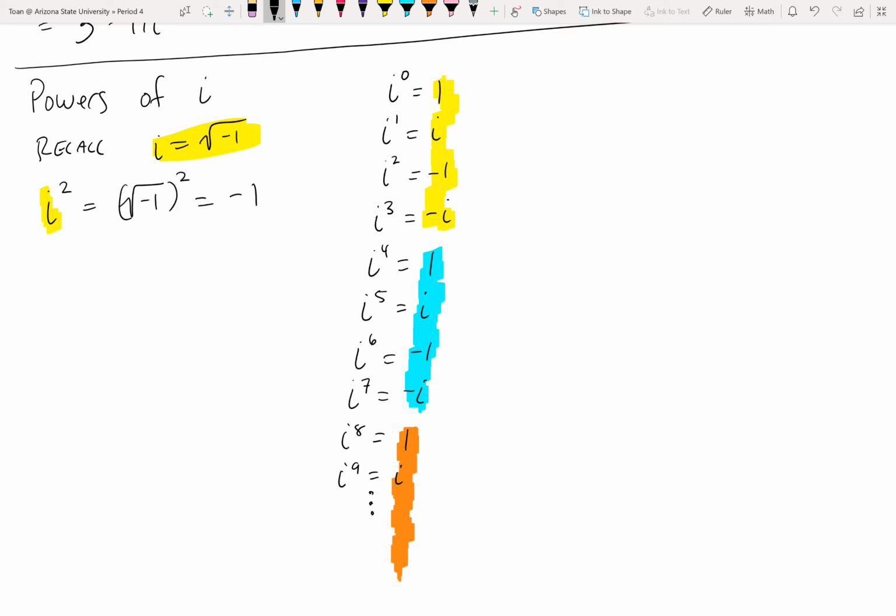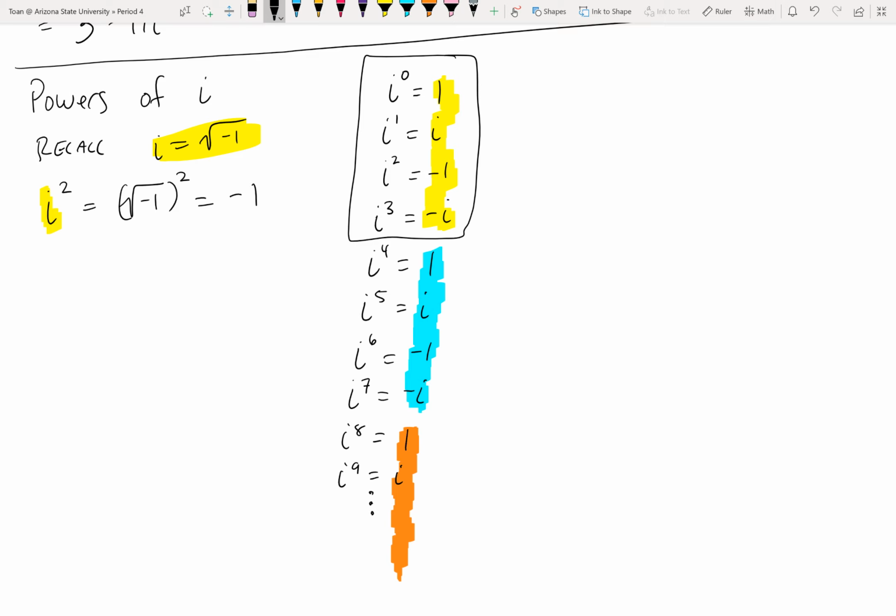I expect you guys to memorize all of those. But because the powers of i repeat every 4, you really only need to memorize the first 4. And then everything else after that is just a repeated pattern. So that's one cool thing with i's. When you're multiplying complex numbers, you may get i squared, you may get i cubed. I expect you guys to simplify it.